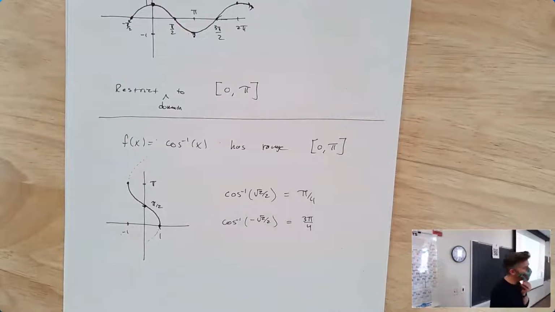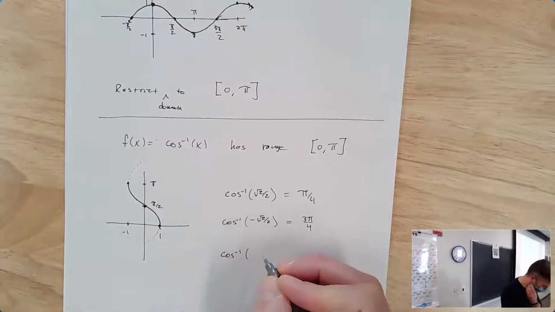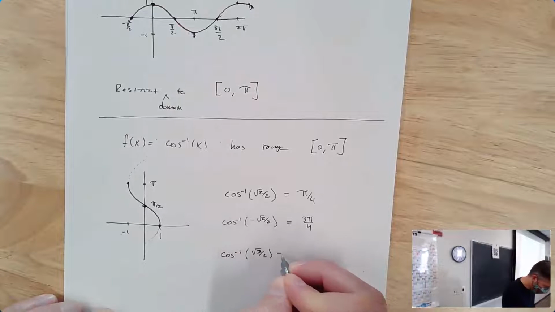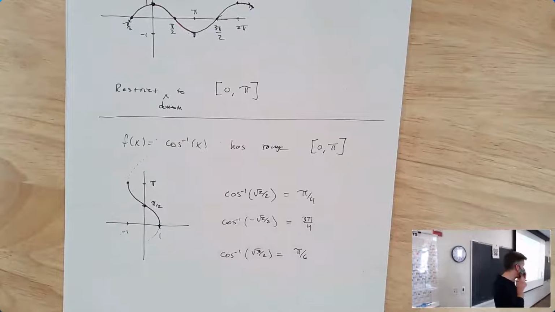In a similar way, we could say inverse cosine of √3/2 is pi over 6. Again, when I'm reading that, I'm really saying the words in my head. What angle do I take cosine of and get √3/2? Oh, the angle is pi over 6.